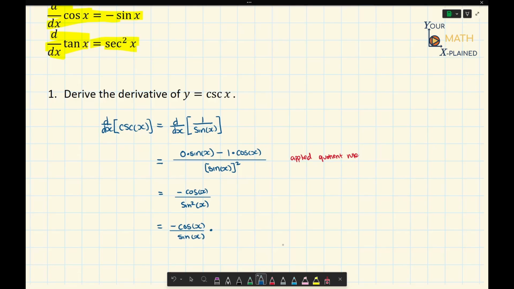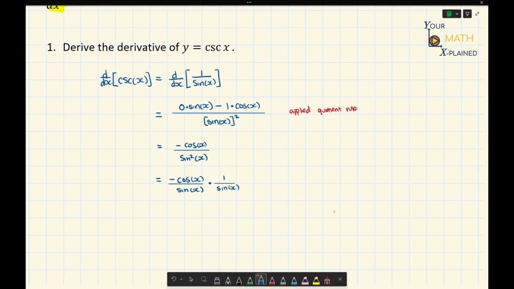And now we're multiplying this by another 1 over sine x. So now the negative cos x over sine x is going to turn into negative cotangent x. And the 1 over sine x is just cosecant x. So the derivative of cosecant x is negative cotangent x times cosecant x. So notice how we only needed one of the core three derivatives from above in order to generate this one.